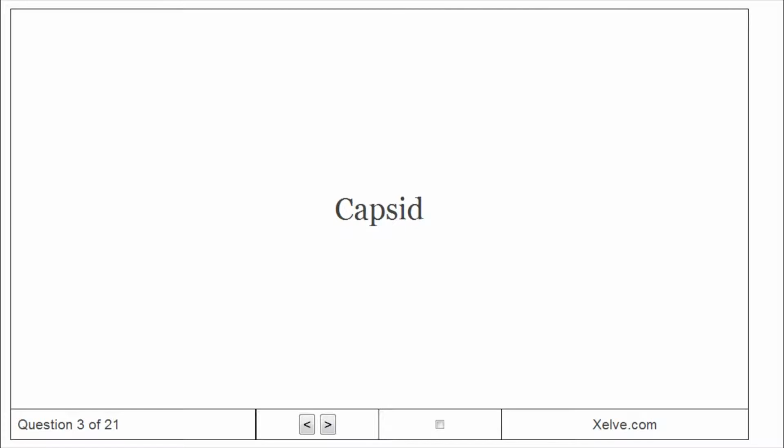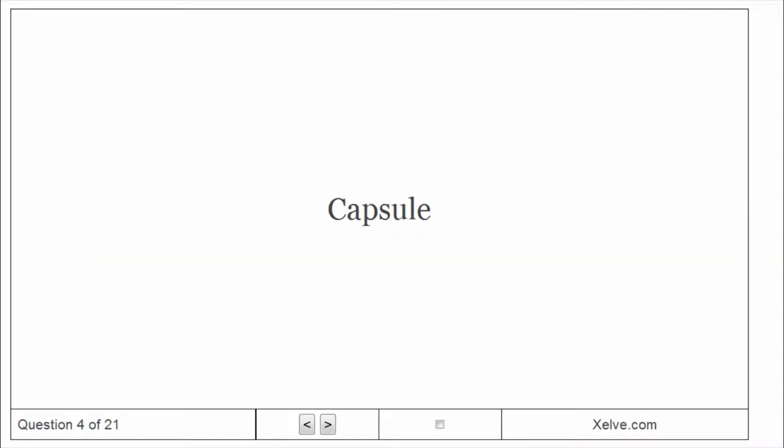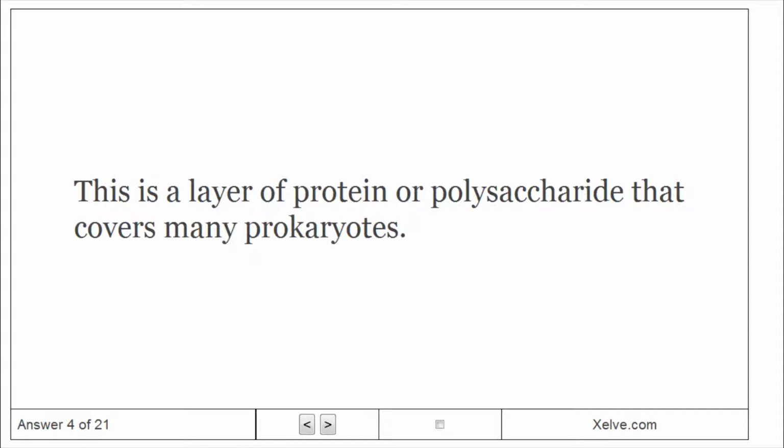Capsid. The protein shell that encloses the viral genome. They are built from protein subunits called capsomeres. It can have various structures, depending on the type of virus. This can be rod-shaped, polyhedral, or more complex shapes. Capsule. This is a layer of protein or polysaccharide that covers many prokaryotes.